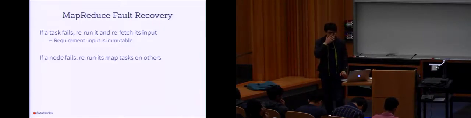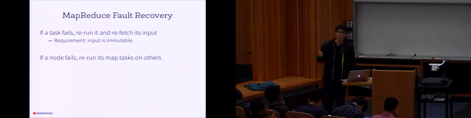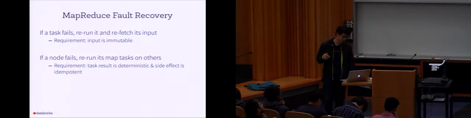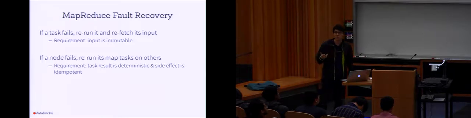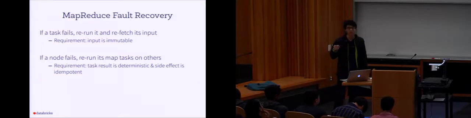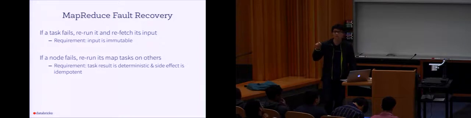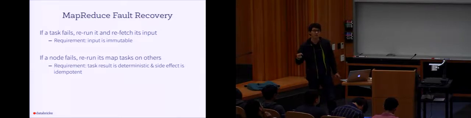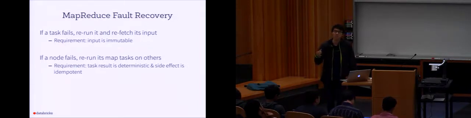The second part is if a node fails, rerun a map task, or just a task, on some other machine. This also depends on another property, tied to the first one: the result of the task needs to be deterministic. It's not node dependent. And another very important part is if there are side effects to the task, the side effect needs to be idempotent. Idempotent means running it multiple times will get you the same side effect. For example, deleting a file is idempotent, but appending data to a file is not idempotent. If you append twice, you have the data appearing twice.